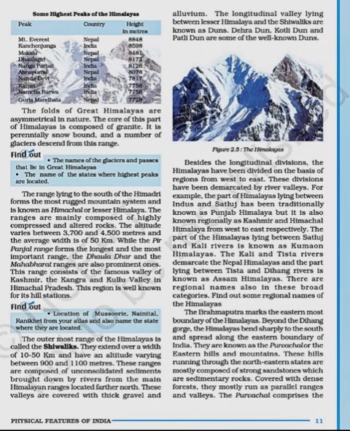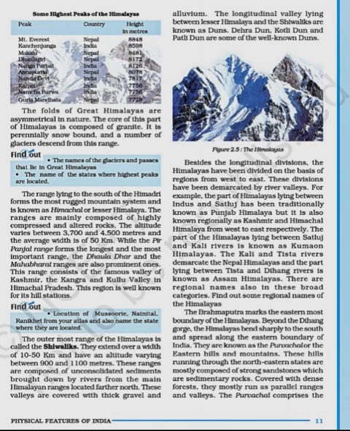Dhauladhar and Mahabharat are the prominent ranges of the Lesser Himalayas, and the famous valleys of Kashmir, Kangra and Kullu are also found in this range. The next one is the Shivaliks or outer Himalayas. These ranges are composed of unconsolidated sediments, meaning loosely arranged sediments brought down by the rivers from the main Himalayan ranges located farther north.